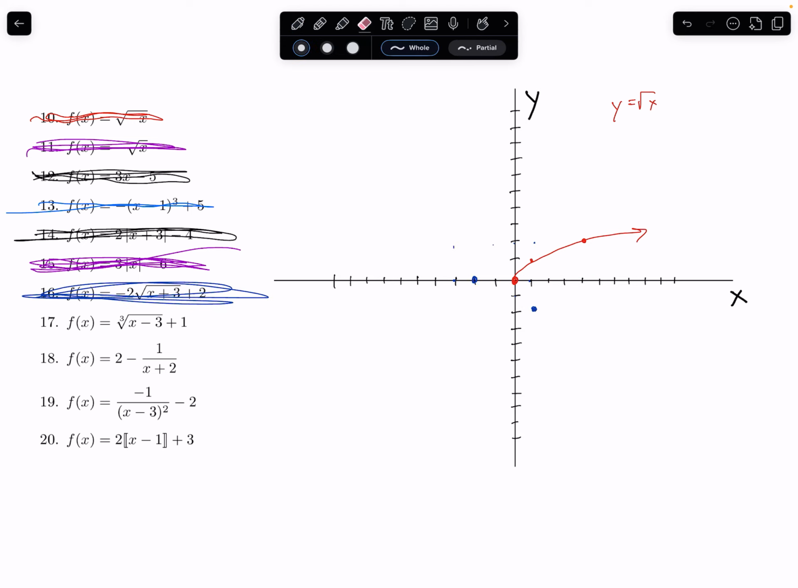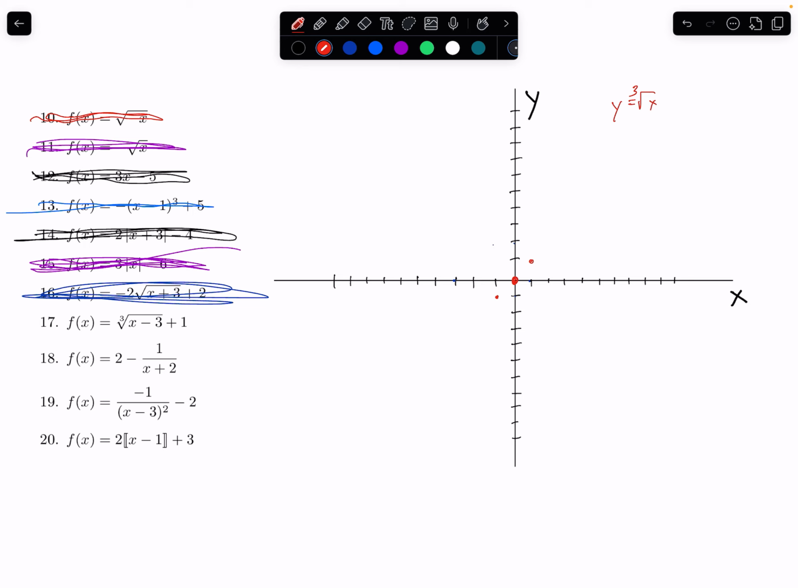Okay, next we got a cube root. Cube root function. Put that tick mark back. So here's the original cube root function. Cube root of 1 is 1. Cube root of negative 1 is negative 1. So remember this guy?